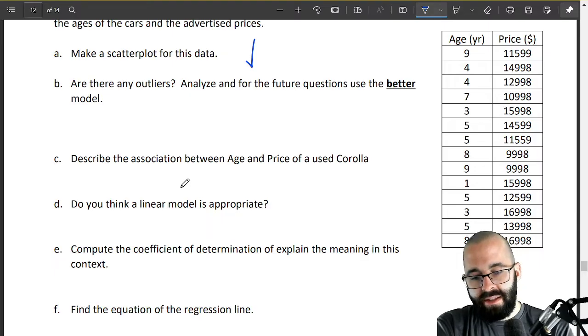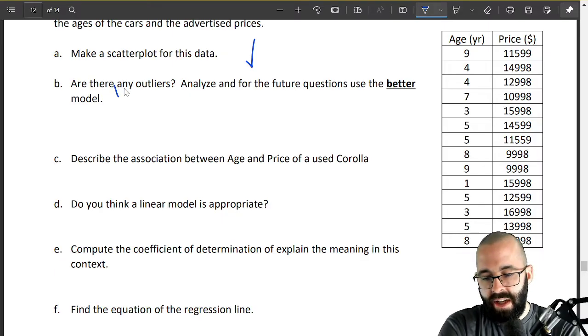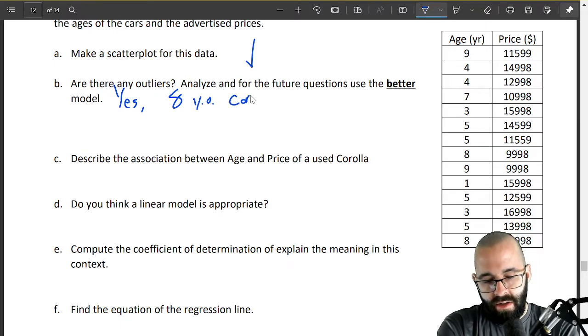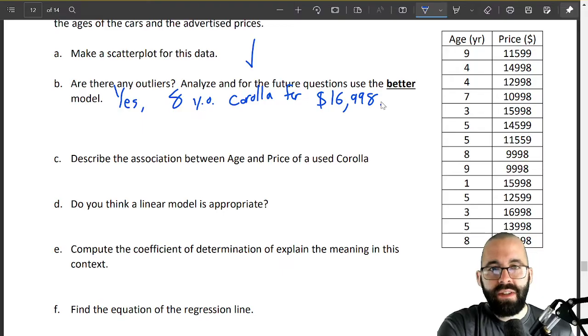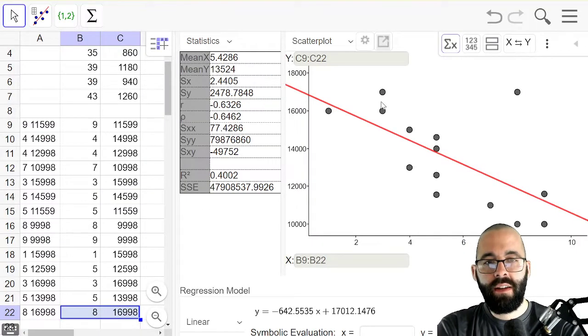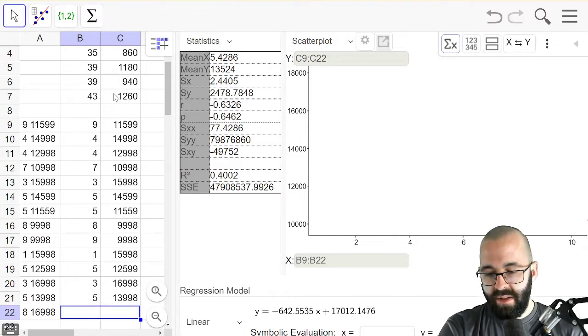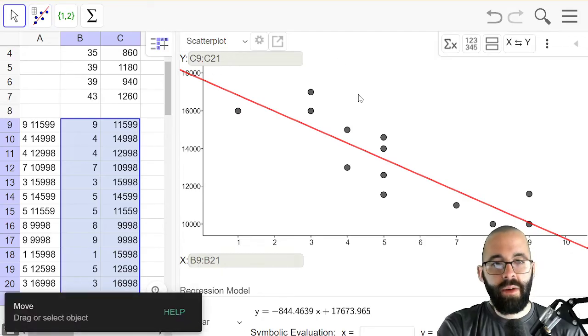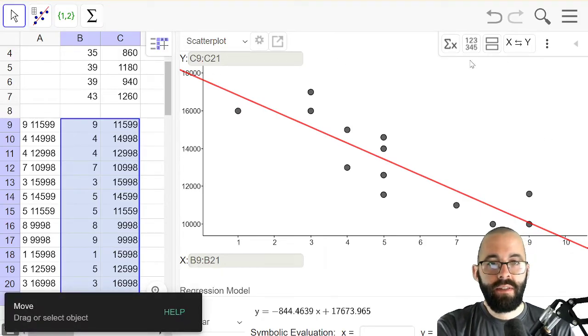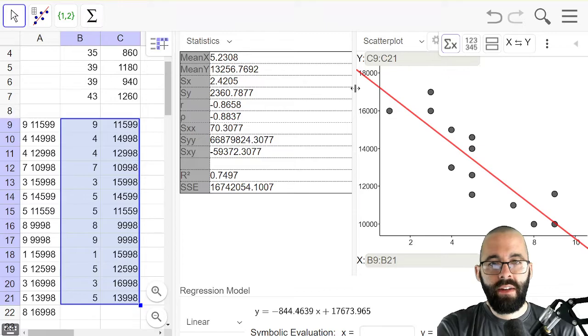And specifically, it says for future questions. So again, yes, 8-year-old Corolla for $16,998. So it says use the better model. It wants us to get rid of this data point. Okay. Data point's gone. Let's reselect and use this better model without that outlier. All right.